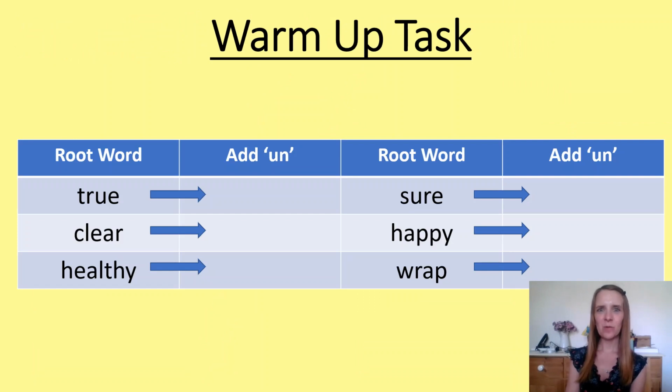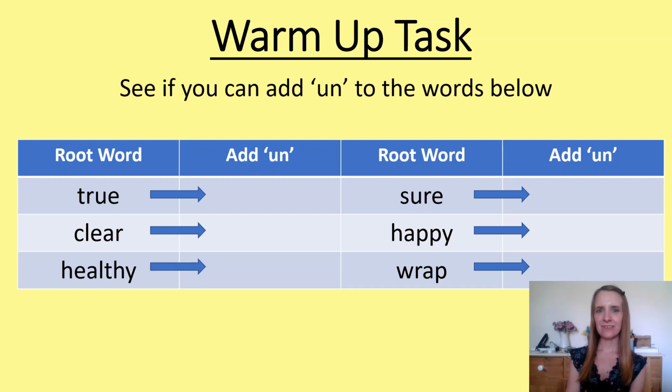Okay, so I've got a warm-up writing task for you today. I want you to see if you can write down these words and add un. Add the prefix un to them. So, can you add un to true? Can you add it to clear, healthy, sure, happy and wrap? What will it turn the words into? Pause the video here if you need a little bit of time.